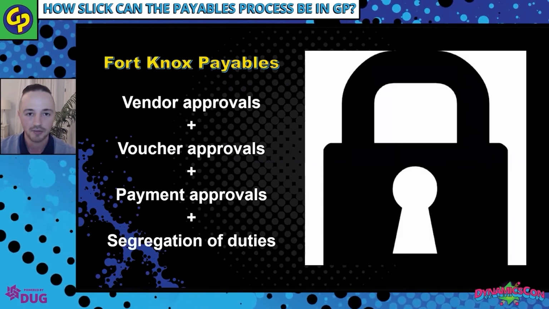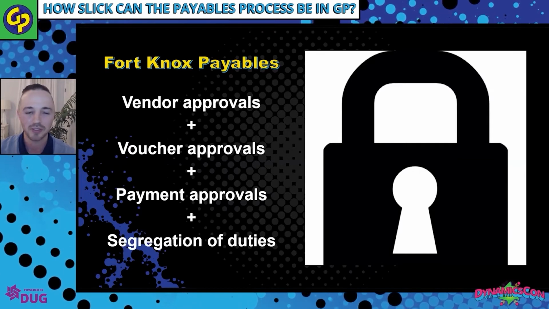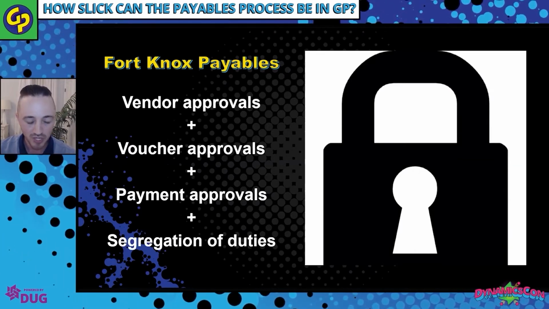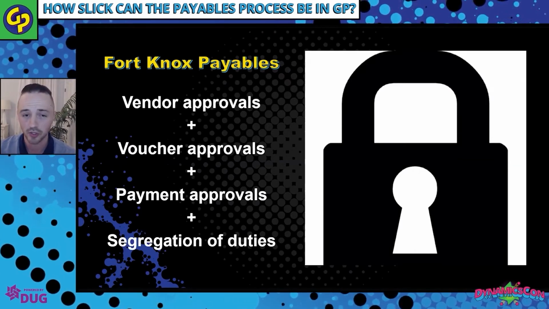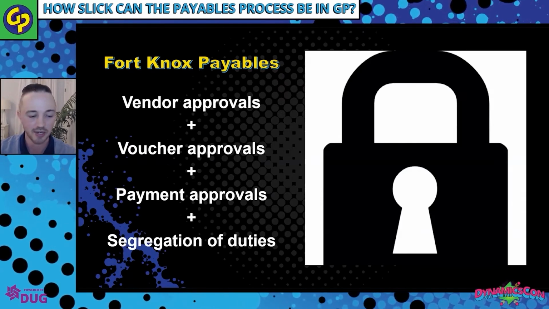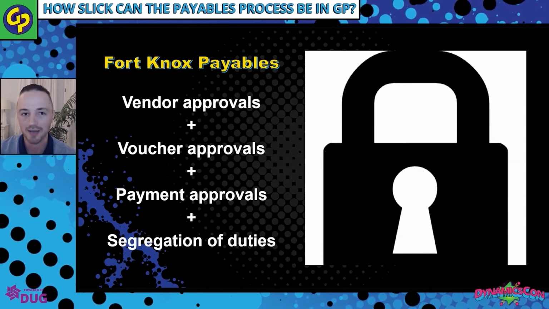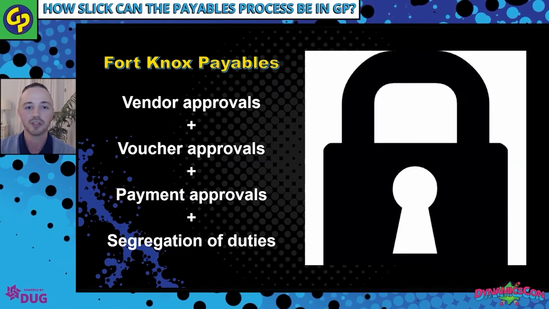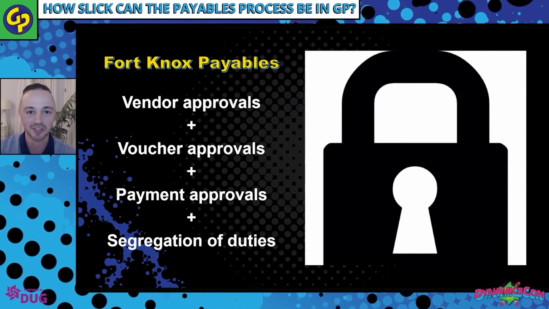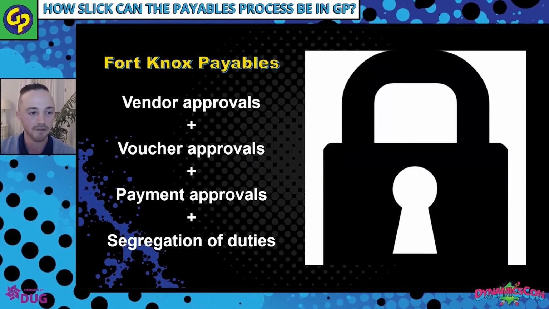So again, security, Fort Knox. If you want your Fort Knox for payables, turn on your vendor approvals, turn on your voucher approvals. You can also do payment approvals. We're going to go into that. Some nifty tricks there. Plus your general segregation of duties, and you have the ultimate security utopia for those people that are super concerned with security in GP. Look into workflows. That'll get you there.